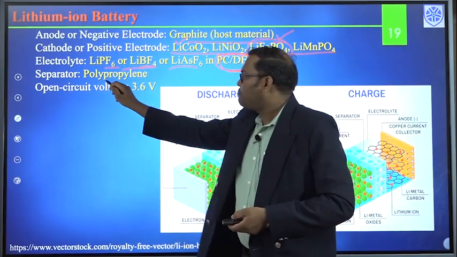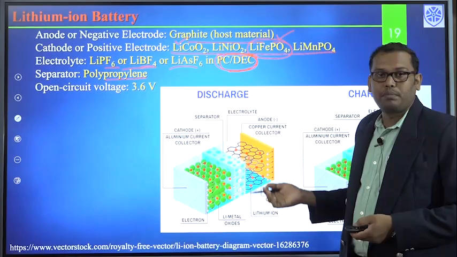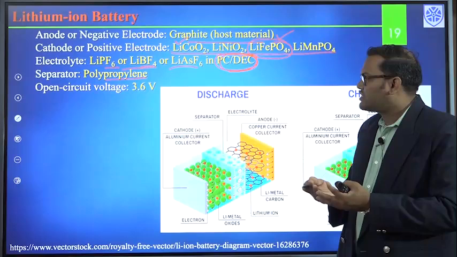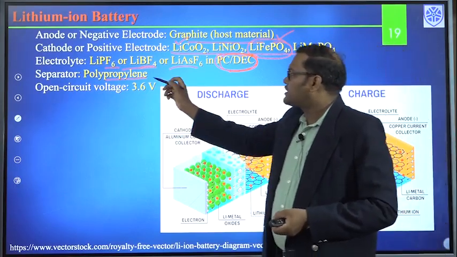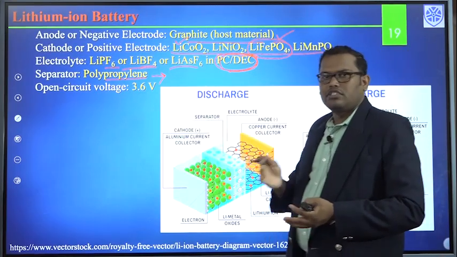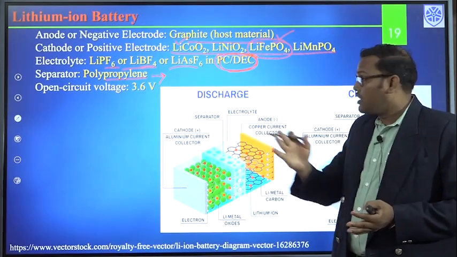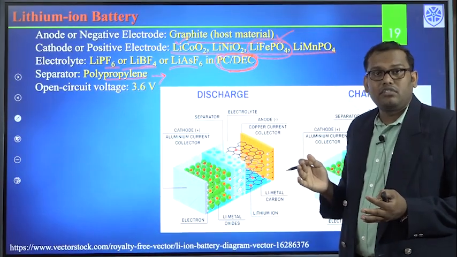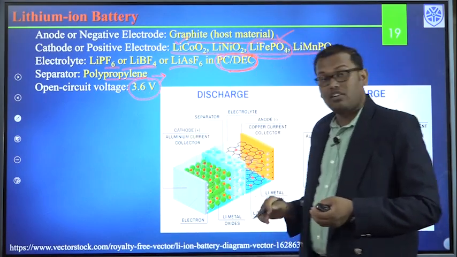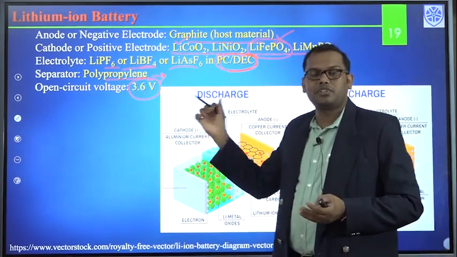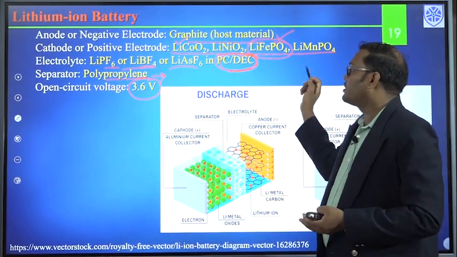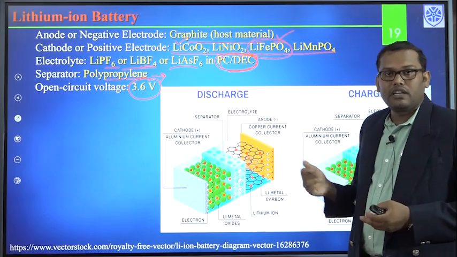The separator is a simple polymer, which is nothing but polypropylene. If you polymerize propylene, it gives polypropylene, which is some kind of plastic, insulator in nature. It is used as a separator, placed in between the anode and cathode to prevent short circuiting. The typical nominal voltage is a minimum of 3.6 volts, but you can reach even more than 4 volts in a lithium battery, depending on what cathode and what anode you are using.